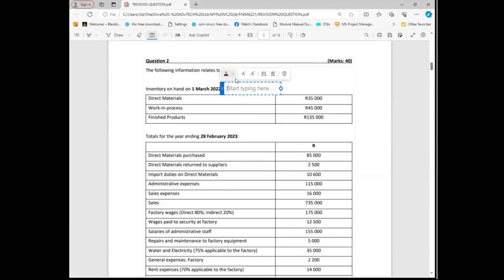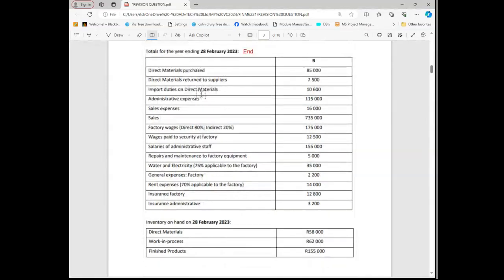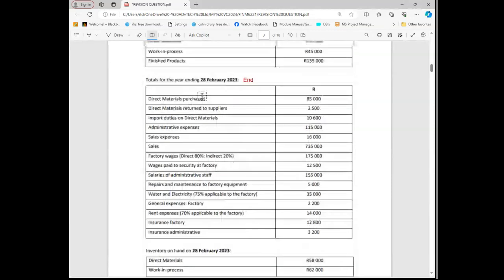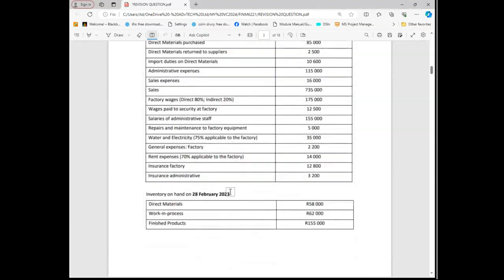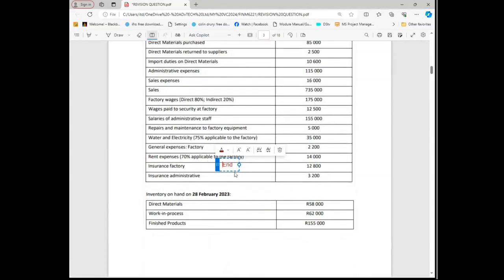It's important because sometimes if you don't know which one is the beginning and which one is the end, it can be a challenge. So this is where we ended our period. They gave us information about our manufacturing accounts, so we'll come back to this. And then obviously this is the end. Let me say this end, I must take it here because I know it's the end there, but that's the end period. But these figures are at the end.